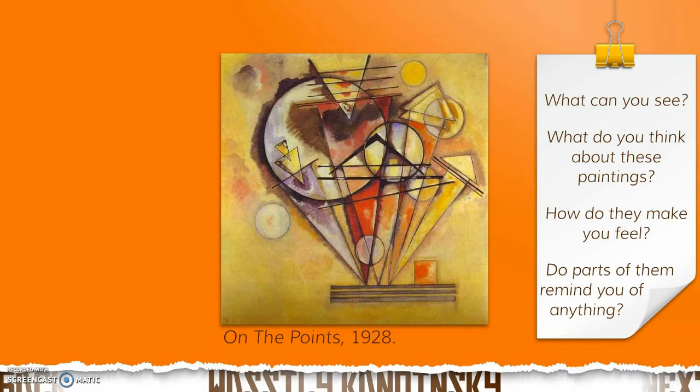And remember that Kandinsky, he's developing a language for art. So the idea behind this painting is he's showing you his ideas and feelings about whatever he's painting. And he's doing that by using different colours, different shapes, and different patterns. He's simplifying them really quite cleverly, but you'll see the same shapes, the same colours, the same images represent the same things. So pause the video and think about those 4 questions. What can you see? What do you think about these paintings? How do they make you feel? And do parts of them remind you of anything?